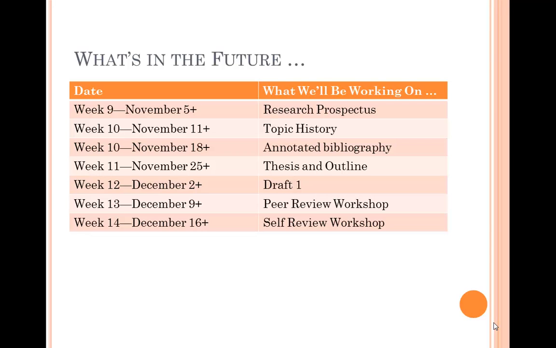After you turn in your research prospectus, our next step is going to be to create a topic history. Then we'll do an annotated bibliography, which is a list of sources with an analysis of those sources. And then you'll develop your thesis and create an outline of your paper. And then you'll create your first draft. We'll do a peer review workshop, a self-review workshop, and then we'll have our final draft due the last week of class.